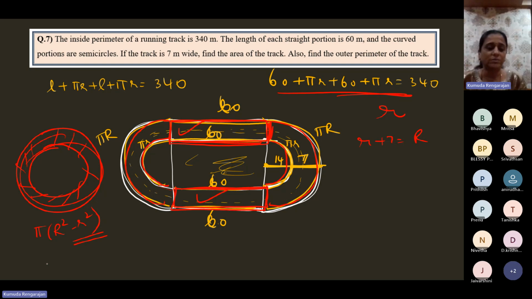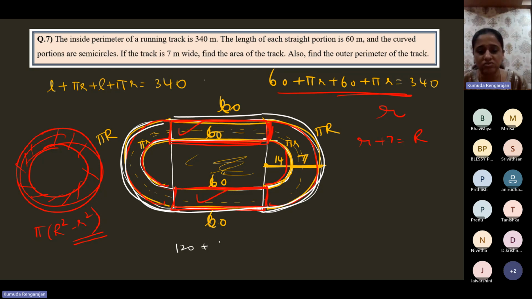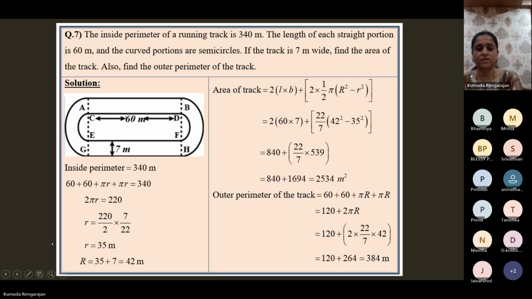So to find the outer perimeter, it will be 60 plus pi r plus 60 plus pi r. So 60, 120, plus pi r and pi r is 2 pi r. So that is 2 into 22 by 7 into r. I just assumed the inner radius to be 14. So 14 plus 7, 21. Substitute that and you'll get the outer perimeter. Yeah, please work.